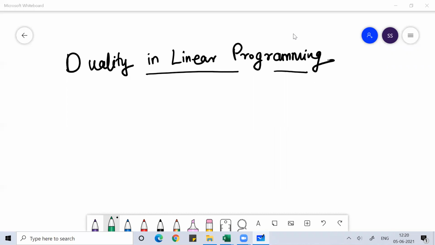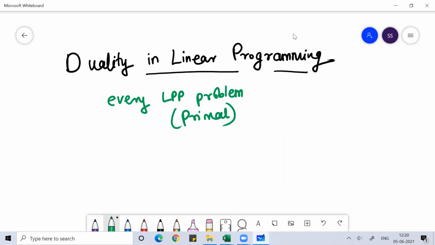Okay, what is the concept of duality, sir? So the concept of duality basically means that whichever LPP problem we are trying to solve, I'll call that a primal. So I will call every LPP problem a primal, and this primal I can convert into a dual. Every LPP problem you can transform into another form of LPP problem. That is what I'm trying to explain here: every LPP problem, which we call the primal, can be transformed into a dual.